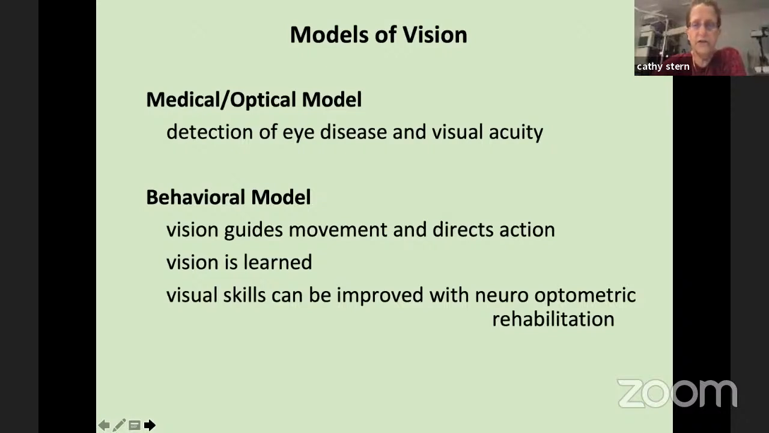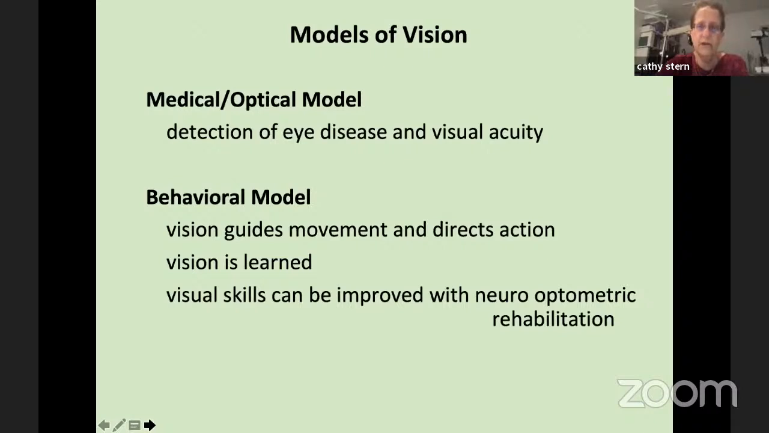And then I say there's this more behavioral or functional model, that vision guides our movement, it directs action, it's learned, and that we can improve those skills with neuro-optometric rehabilitation or visual therapy or vision training, whatever words you use. I think the interesting thing here is they use the term vision rehabilitation, but most of the time when they use those words, they are generally talking about working with sight impairment.